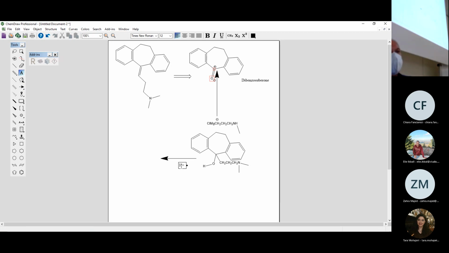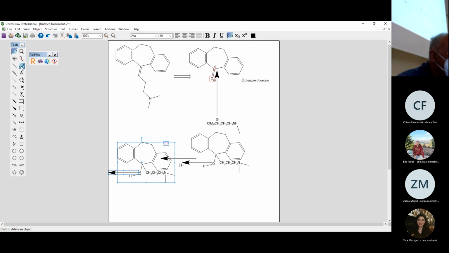What happens? Once again, oxygen with its electrons can attack the protons, forming water and a double bond instead of the alcoholic function. So we can see what happens.